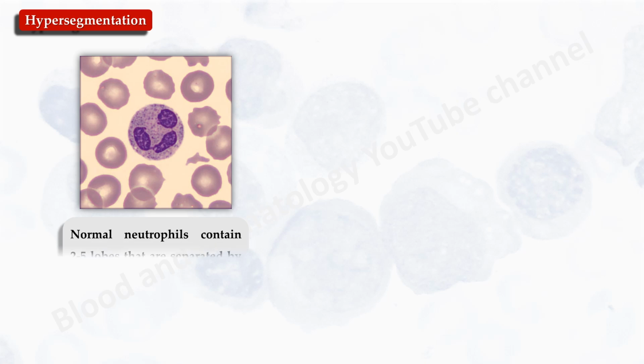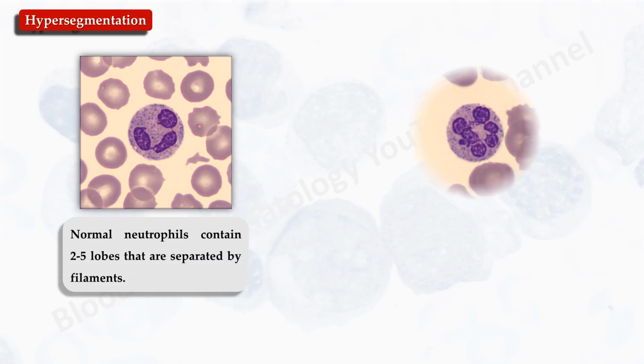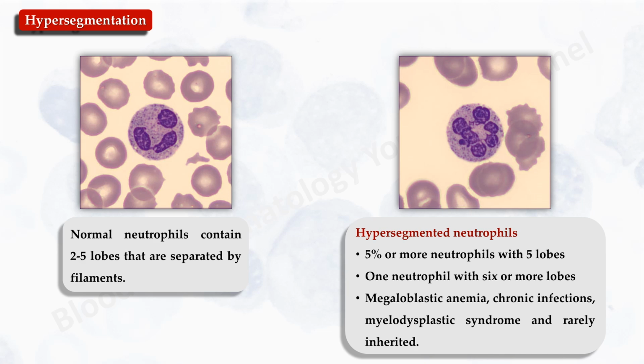Normal neutrophils contain 2 to 5 lobes that are separated by filaments. Finding 5% or more neutrophils with 5 lobes, or 1 neutrophil with 6 or more lobes, is considered hypersegmentation of neutrophils. Hypersegmented neutrophils can be seen in megaloblastic anemia, chronic infections, myelodysplastic syndrome, and rarely inherited.